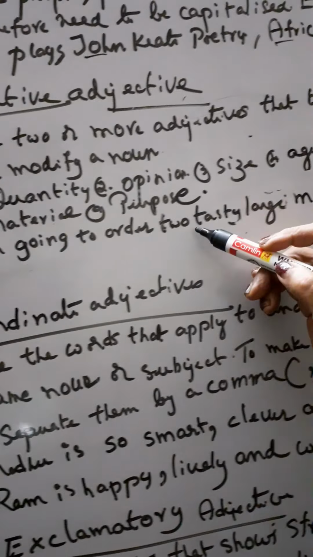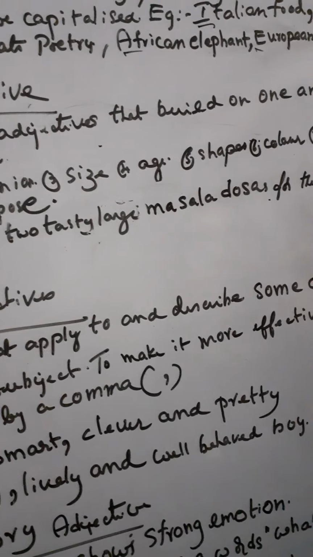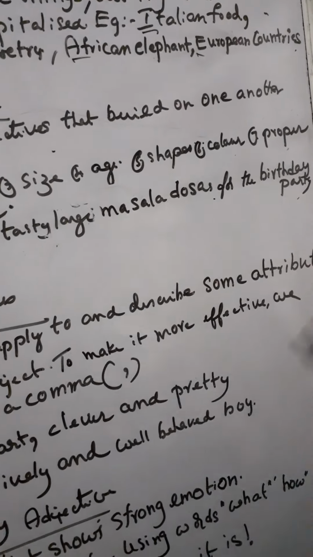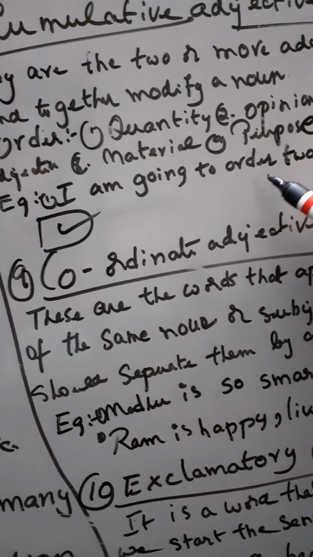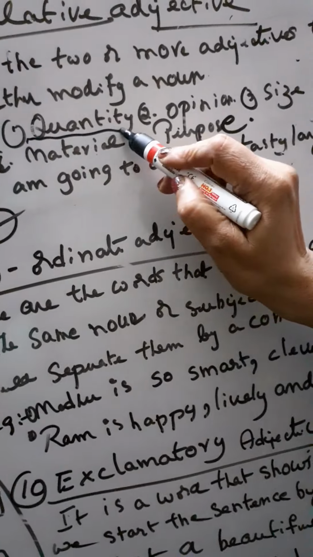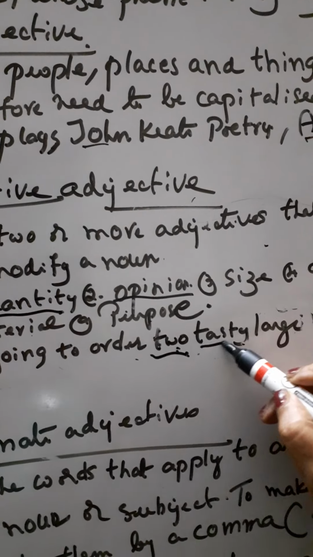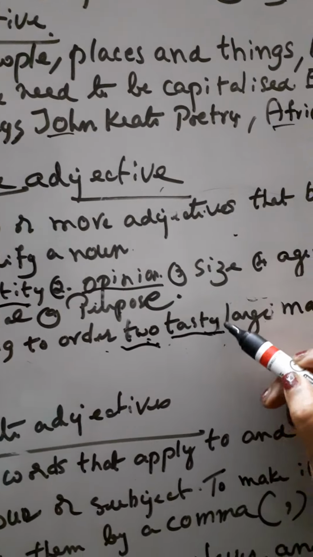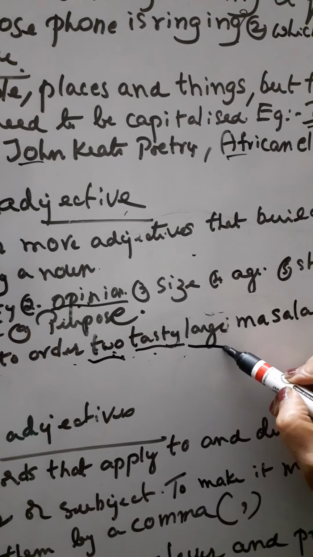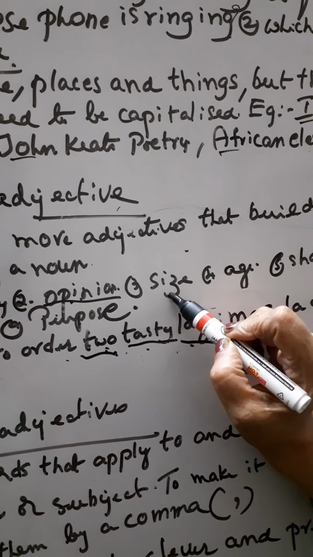For example, see here: I am going to order 2 tasty large masala dosas for the birthday party, or 2 pizzas for the birthday party. Depends on you. Now listen to me. I am going to order. See, first I have written 2. Why? Because in our specific order, quantity comes first. Now see, tasty, that is opinion. Opinion means tasty, delicious, those qualities. Now I wrote large because it tells us about the size.